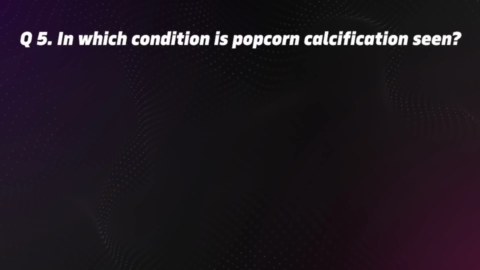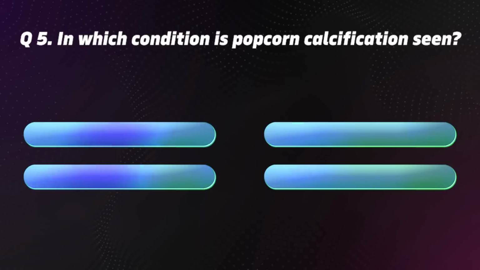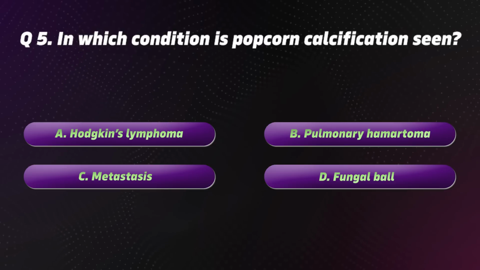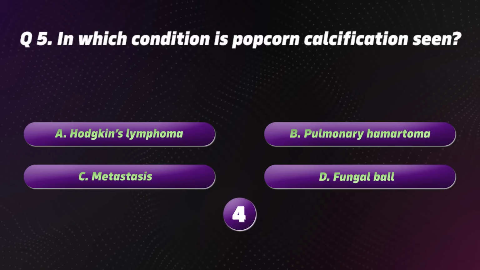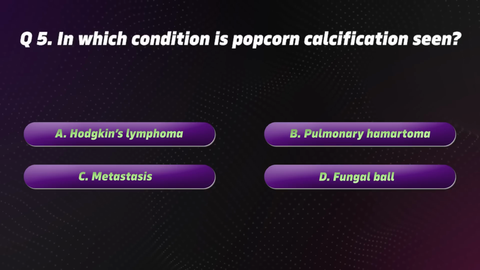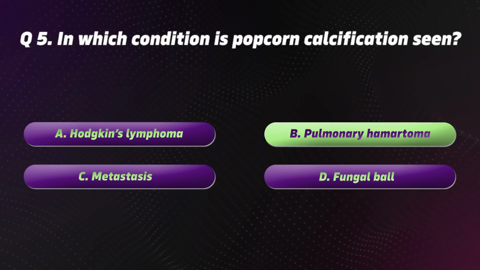Question 5. In which condition is popcorn calcification seen? Here are the options. A. Hodgkin's lymphoma. B. Pulmonary hamartoma. C. Metastasis. D. Fungal ball. And the correct answer is option B, pulmonary hamartoma.